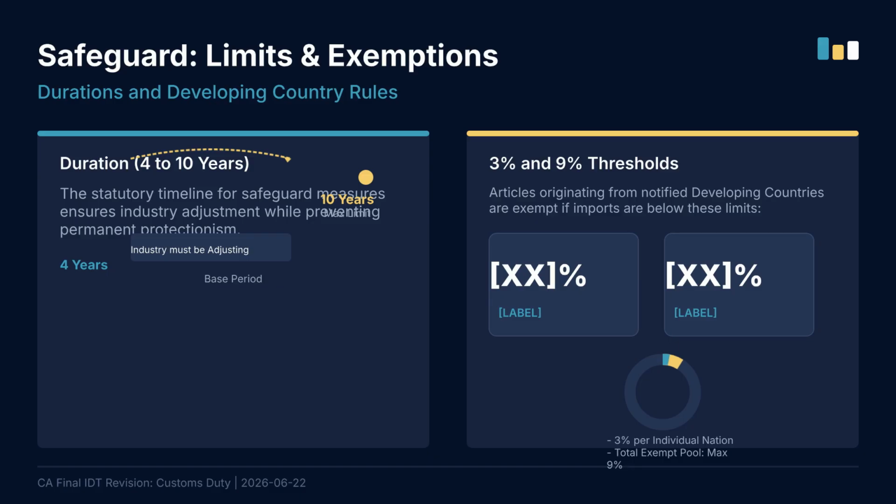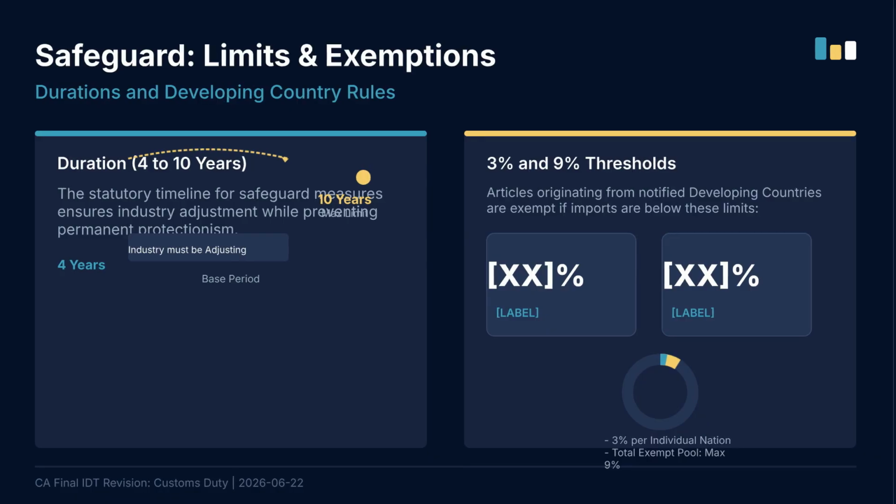The initial period can extend up to 4 years, and with justified extensions, the total duration cannot exceed 10 years. Developing countries receive special protection from these measures. If imports from a particular developing country do not exceed 3% of total imports, exemption is available. Similarly, where multiple developing countries are involved, their combined share must not exceed 9%. These thresholds reflect India's commitment to fair international trade practices.